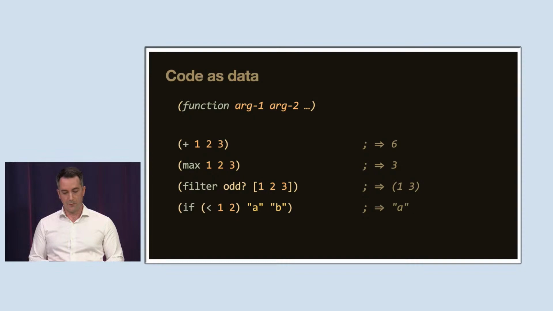The way it works with Clojure is when you have nested data structures in the code, so nested lists, you always evaluate from the deepest nested list first. So here we would evaluate that 1 is less than 2, so that predicate is true, and therefore this conditional will return A rather than B.